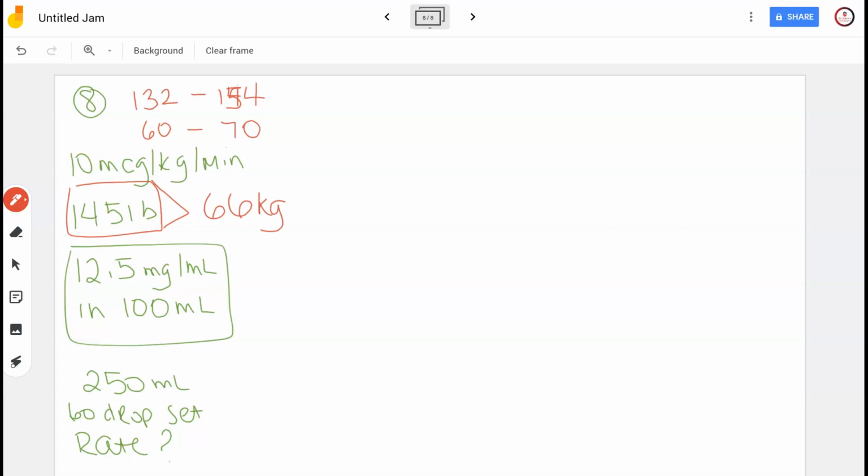And then you're going to find out what your desired dose is by multiplying this by the 10 mics per kilo that you have here. So your desired dose ends up being 660 mics a minute.